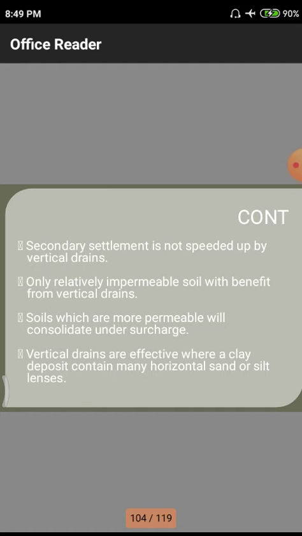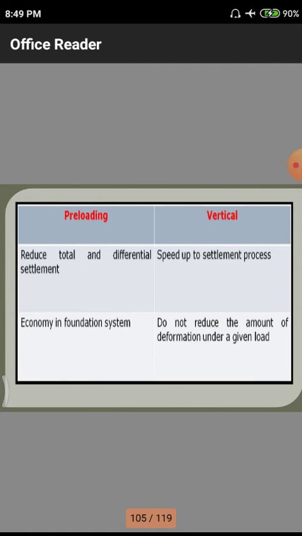The purpose of these sand drains is to remove the water. This is the difference between preloading techniques and vertical drains. What is the preloading phenomenon and the vertical drain phenomenon? Preloading reduces the total and differential settlements, and the vertical drains will reduce only the speed of the settlement process. We are differentiating only one point with respect to preloading and vertical drains. What is that one point? Preloading reduces the total differential settlement.